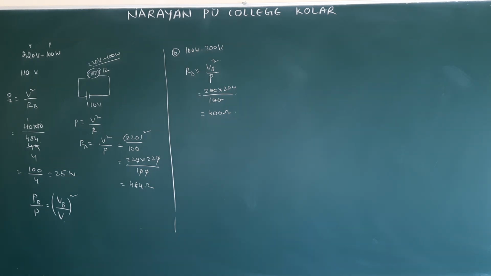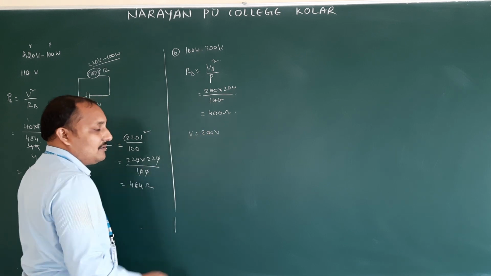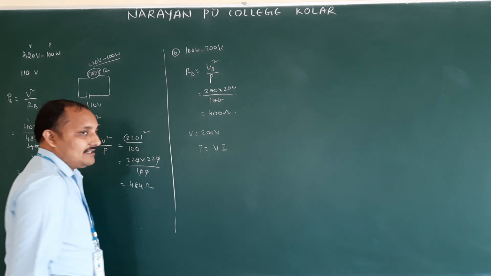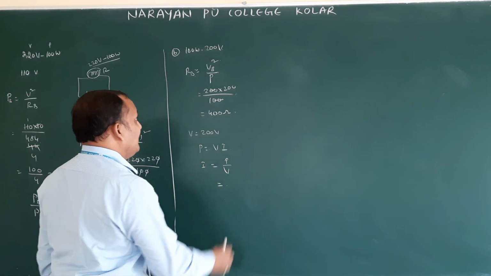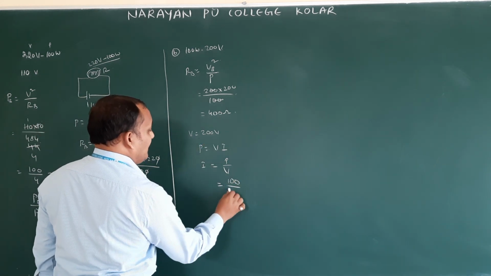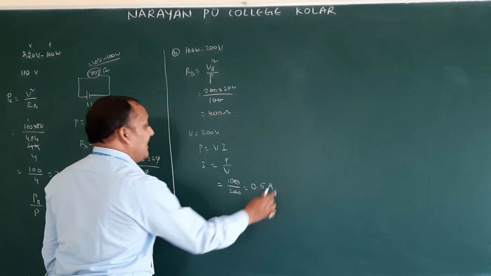Next they are asking the current through the bulb when it is connected to a 200 volts line. The applied voltage is now 200 volts. What is the current value they are asking? We know the power, voltage, current relation: P is equal to VI, so I is equal to P by V. The power they gave is 100, the voltage they gave is 200. That is nothing but 1 by 2, 0.5 amperes.